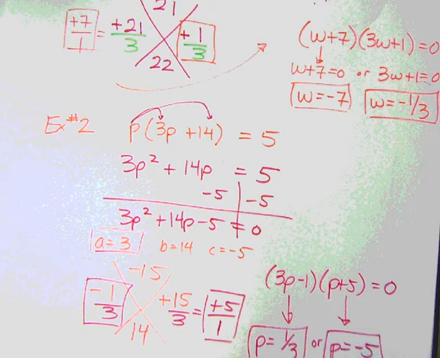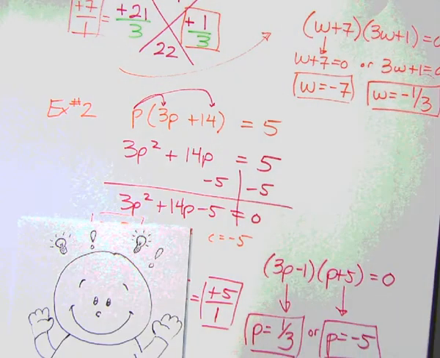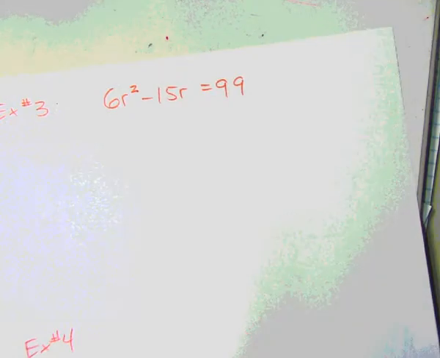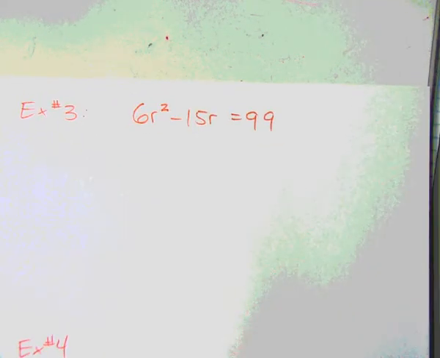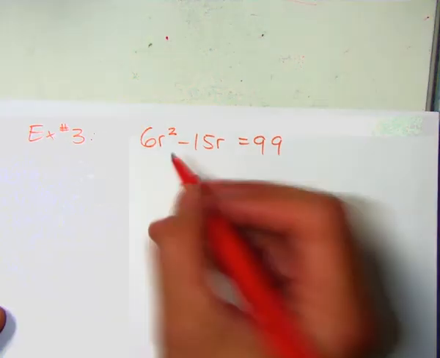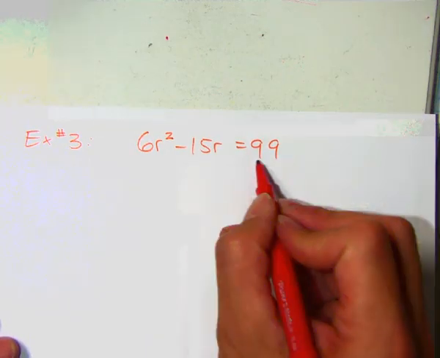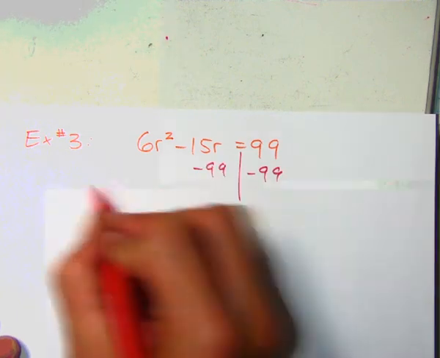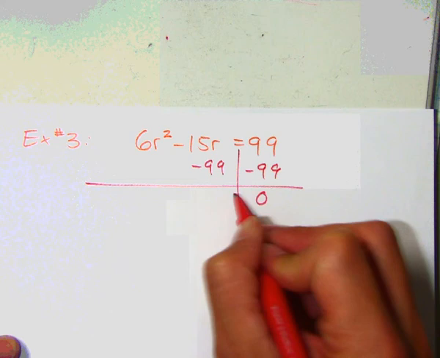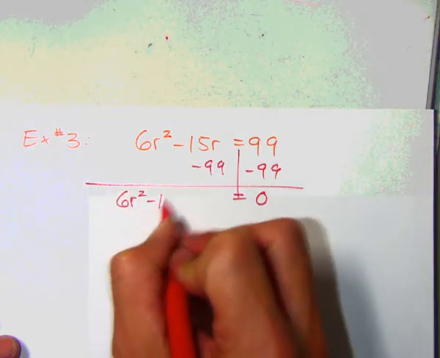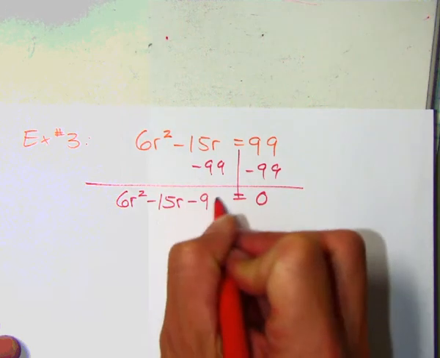I'm going to do one more problem here. Hopefully you feel like this guy now, and if not, you can rewind this and watch it one more time. Let's see if we can use all the things that we've learned so far. First of all, it's not equal to 0, so I'm going to subtract 99 on both sides. Now 99 over here gives me 0, but over here it combines with no other terms, so I just write 6r squared minus 15r minus 99.